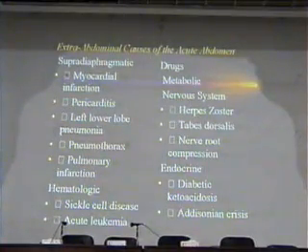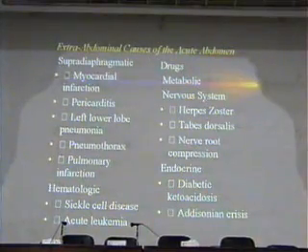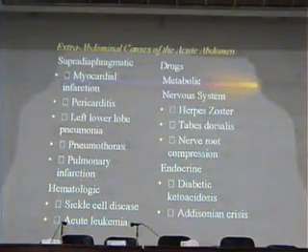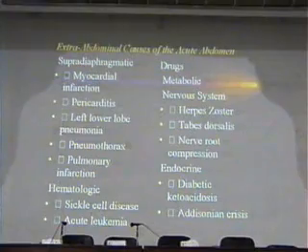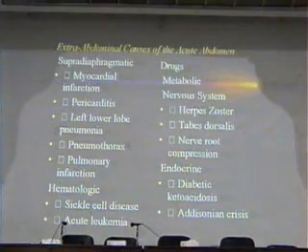These are the extra-abdominal causes of acute abdomen. Supradiaphragmatic causes may be due to myocardial infarction or pericarditis, left lower lobe pneumonia, pneumothorax, and pulmonary infarction. The hematological causes are sickle cell disease and acute leukemia. Endocrine causes include diabetic ketoacidosis and Addisonian crisis.